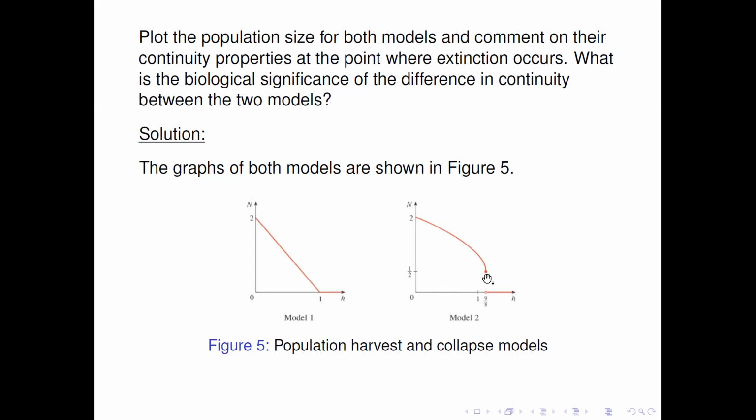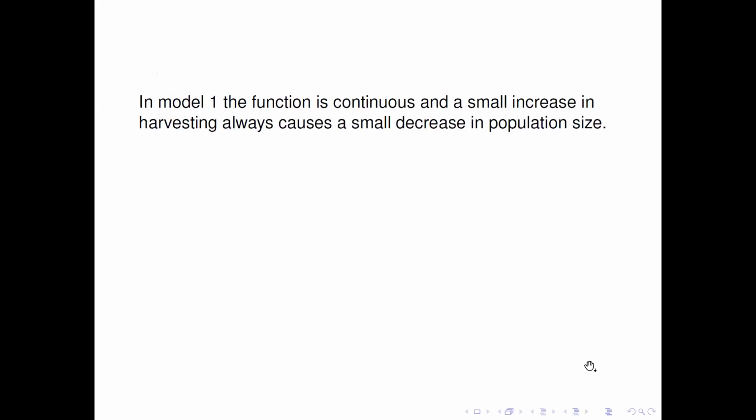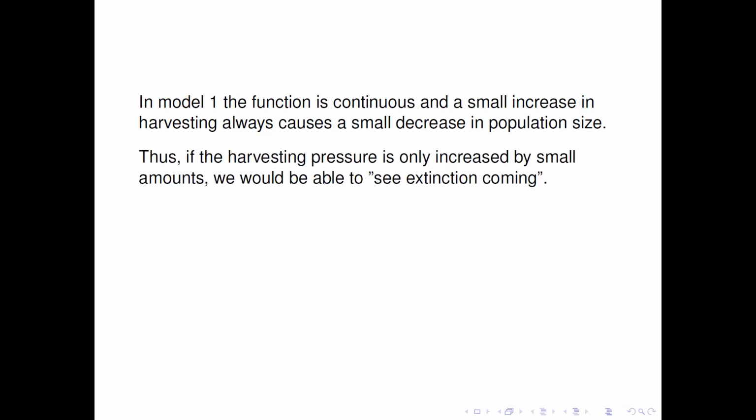If you think about our intuitive description of continuity again, here we had to lift up the pen to continue drawing the graph of the function. In the first model, the function is continuous, and a small increase in harvesting always causes a small decrease in the population size. So if the harvesting pressure is only increased by a small amount, we would be able to see extinction coming. And that's the point.